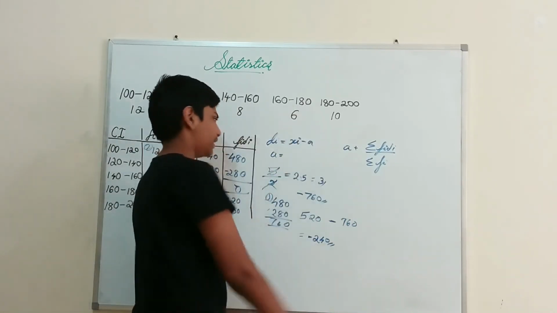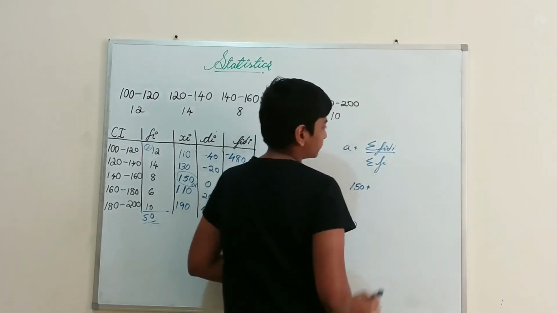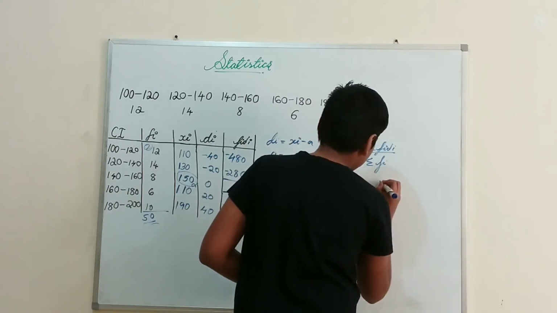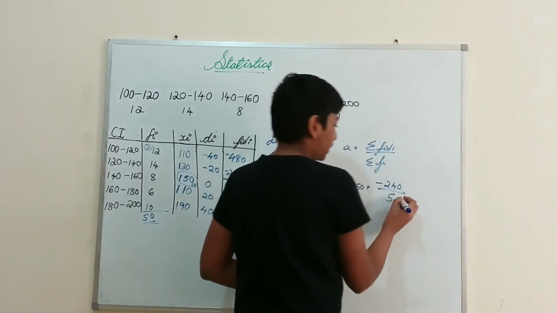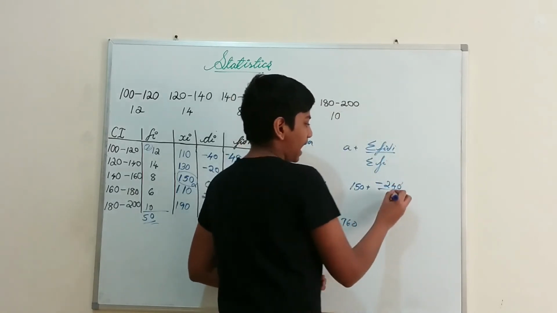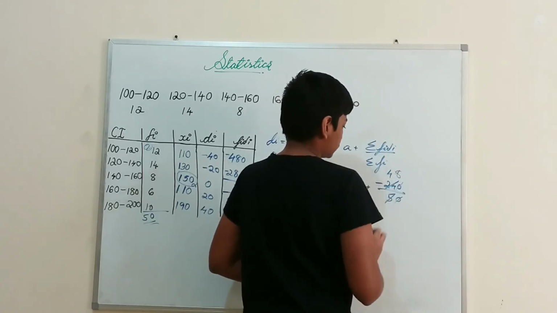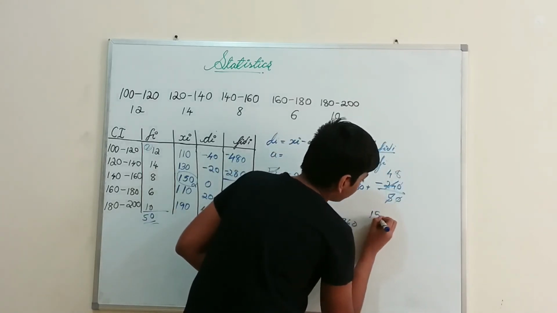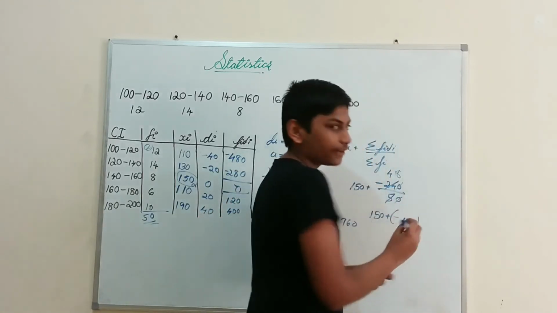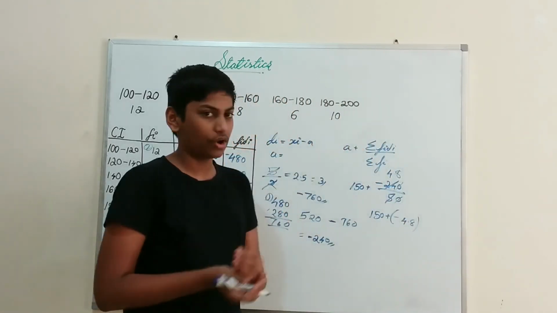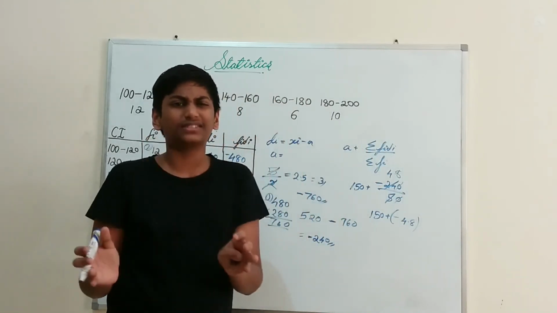Simply execute the value. So A is equal to 150 plus sigma of Fi di, which is minus 240, by 50. Now I can cancel these zeros and it will be nothing but 4.8. So now I need to do 150 plus negative 4.8. Be careful with these symbols. They are so harsh, yeah, right? Sometimes if we forget, our whole answer will be wrong.